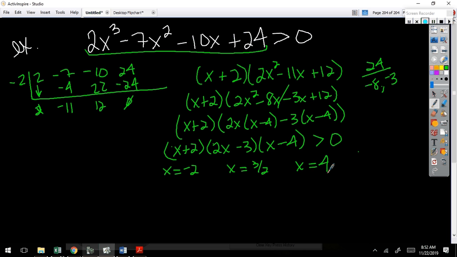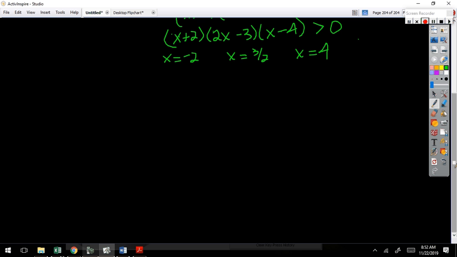Conveniently, those are in order already. If they weren't, you'd need to put them in order, okay? Smallest to biggest. That's going to be important because you can't get your intervals if they're not in order, okay? All right, let's make our sign chart.